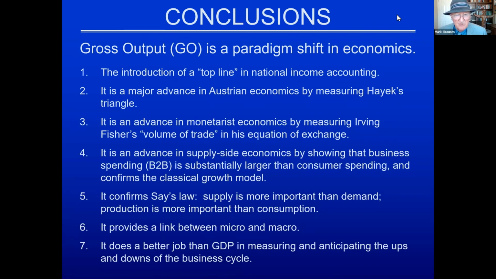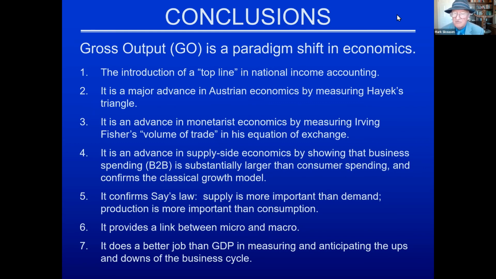So these are some of my conclusions. One of the things that's important is number 4, it supports supply-side economics, showing that business spending is substantially larger than consumer spending. So our indicators, if you look at the leading indicators in the US, it tends to be more business oriented, and that is more consistent. I believe the GO model now aligns economic growth with macro statistics. GDP, arguing consumers drive the economy, 70% of GDP, goes contrary to economic growth theory. And it confirms Say's law.